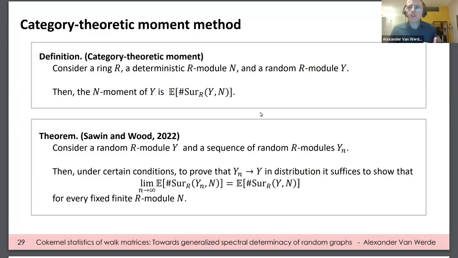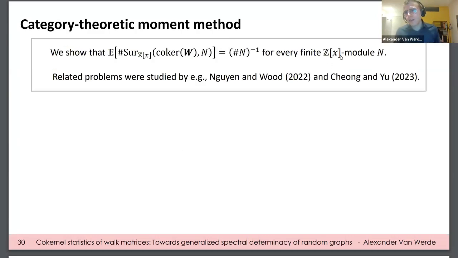But what will be easier is to study module theoretic moments, because the cokernel is actually also canonically equipped with the structure of a ZX module. To make that a bit more explicit, recall that the cokernel is the quotient of Zn modulo the image of W, and W is all monomials of X applied to the all ones vector. So the image is in fact just all polynomials in X applied to the all ones vector, which is indeed a ZX module when one uses the X structure induced by the matrix X, which we start with.